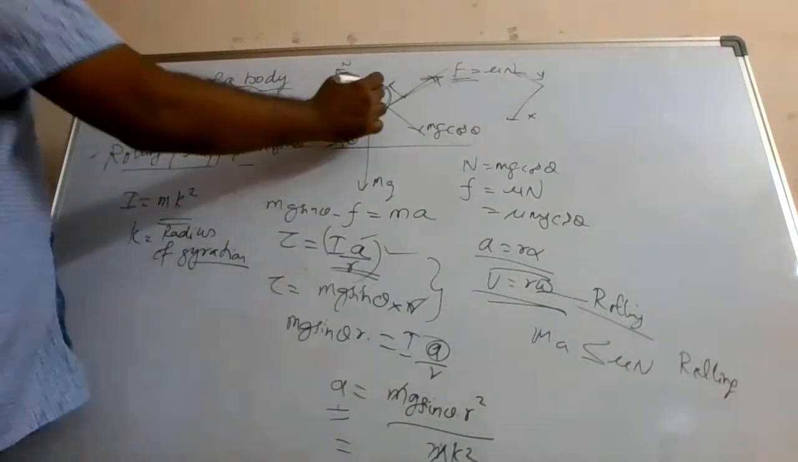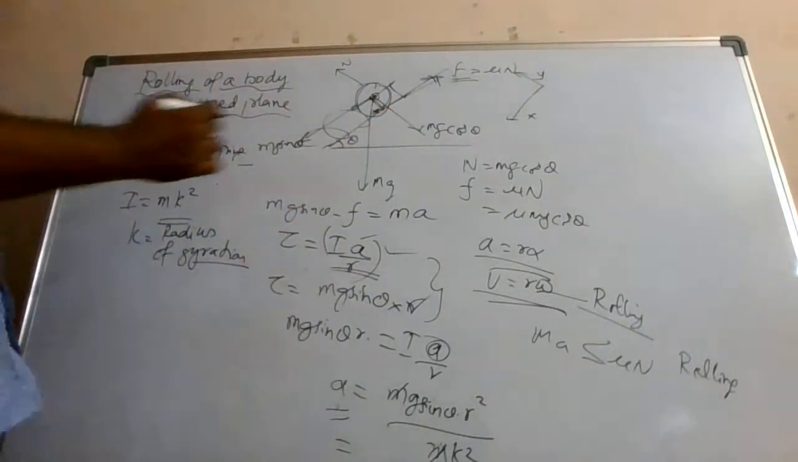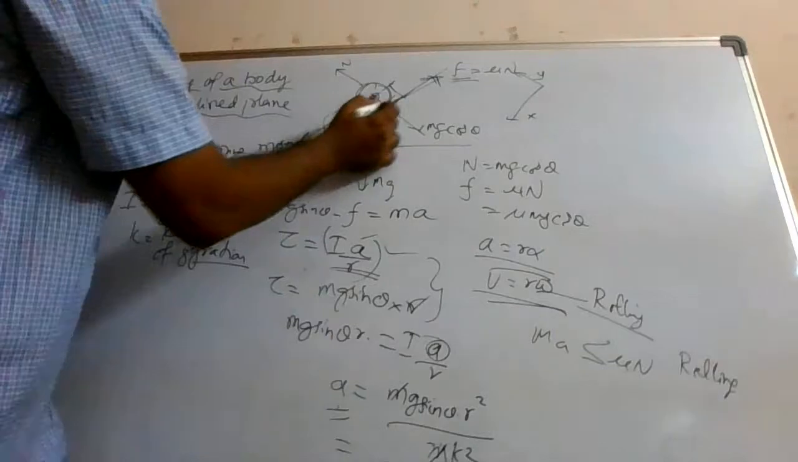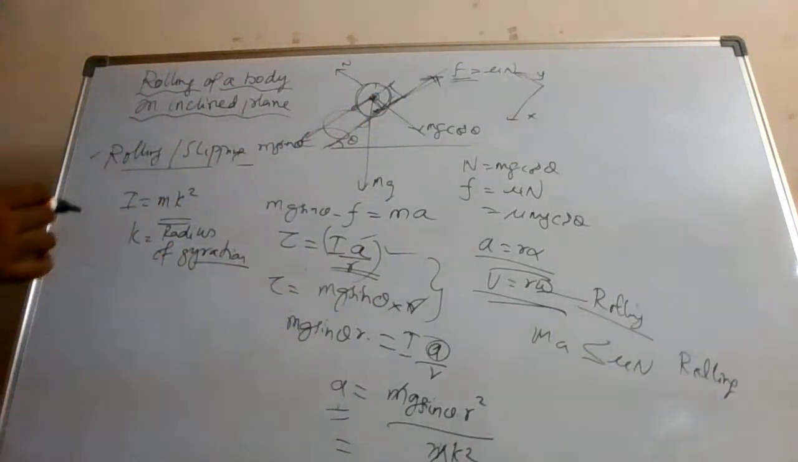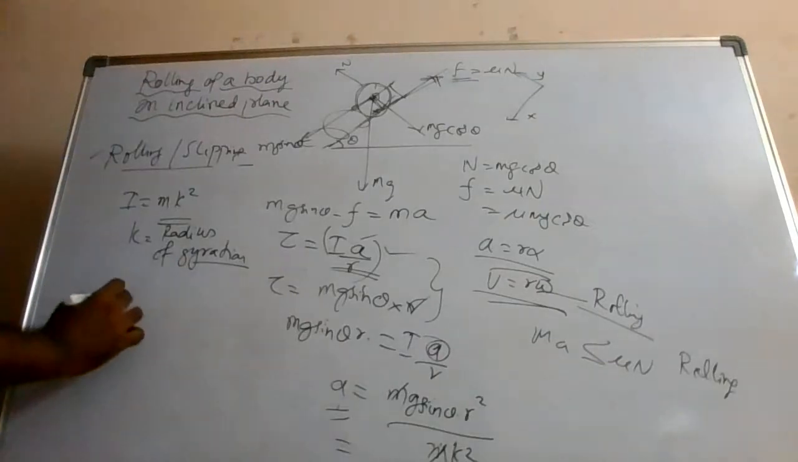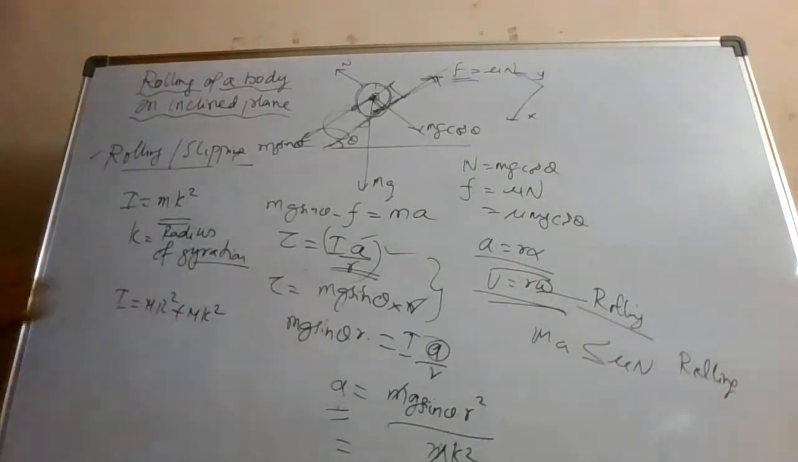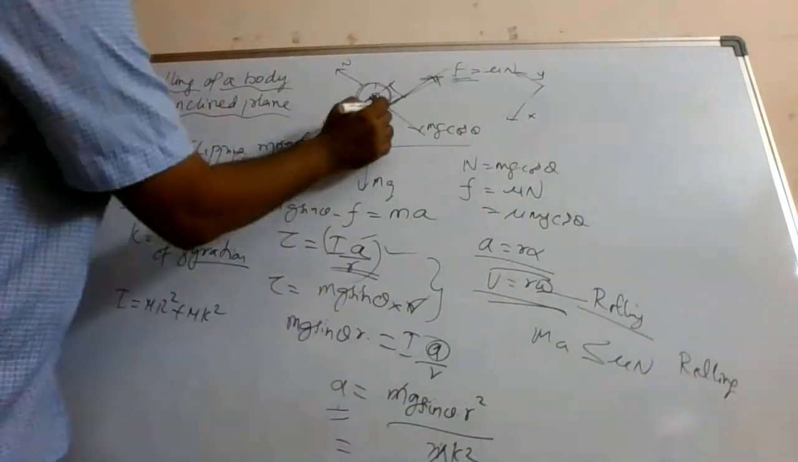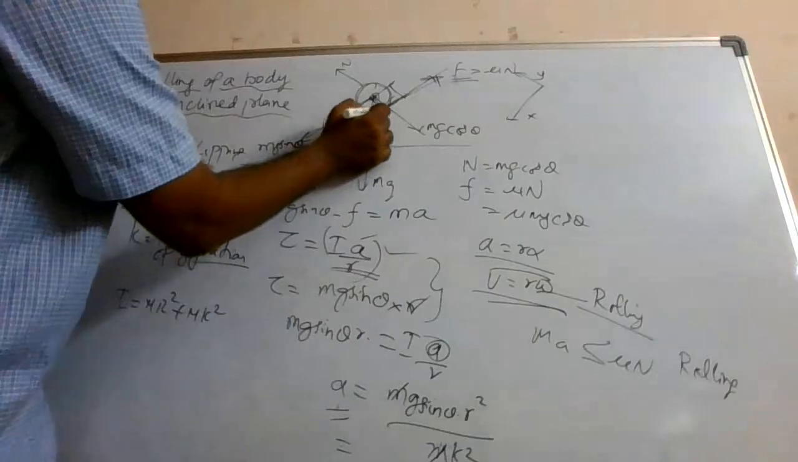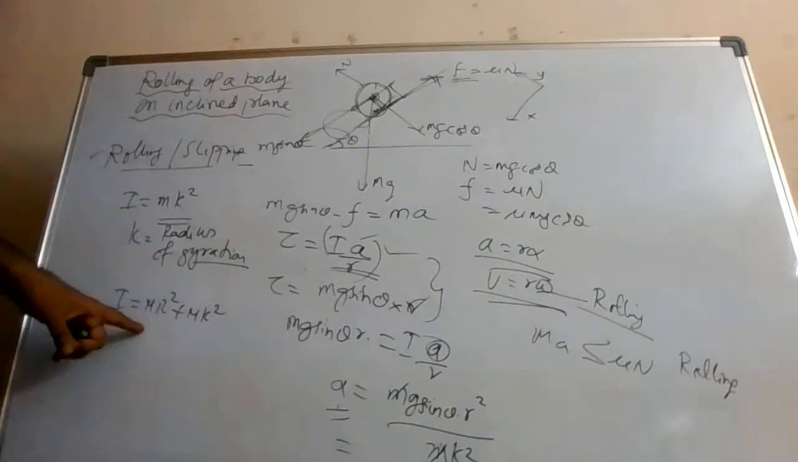When you are taking the moment of inertia about the center of mass, you have to apply the parallel axis theorem. Your I in that case will become mr square plus mk square. Here you are writing this mk square, because it is rolling about this edge. So it will be I parallel axis theorem: this is I_CG plus mr square.